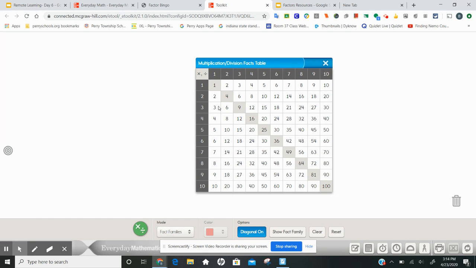For example, if I wanted to figure out what's 25, if I find 5 and 5, what about 49 or 36? It's going to be 4 and 9. So I can see the product and then I can see the factors. If that's a little bit easier for you, you can find that here on our e-toolkit on Everyday Math. So that's another resource for you.